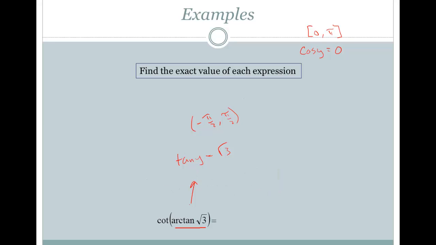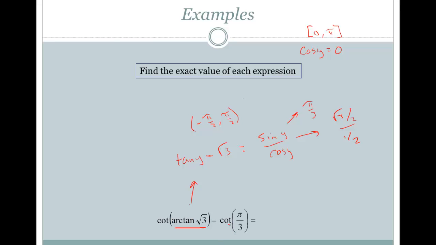Sorry. And in this situation, when is tangent equal to root 3? Remember that tangent is equal to sine over cosine. Okay, and we're going to get this as pi over 3, because this will be root 3 over 2 over 1/2, which is root 3. So this should be sine of pi over 3, cotangent of pi over 3.